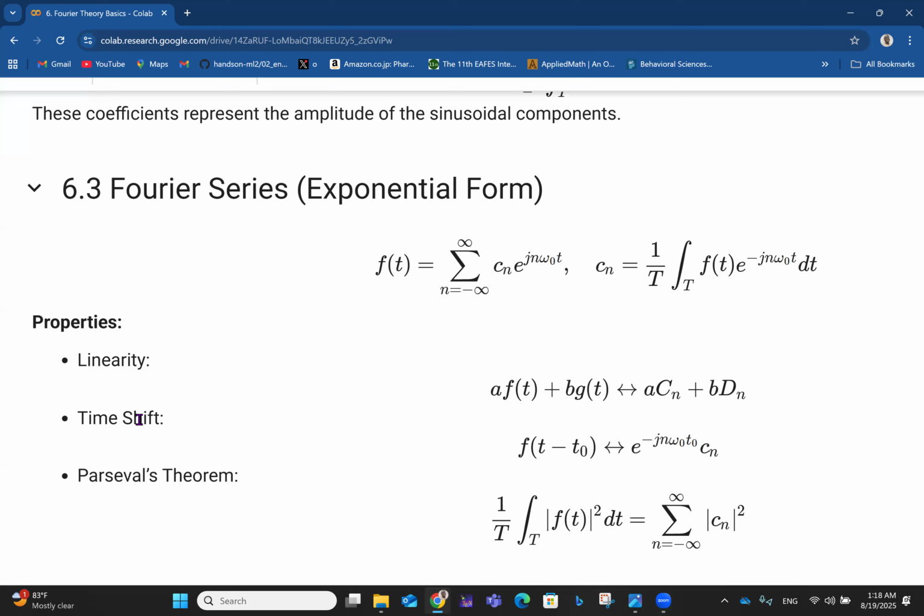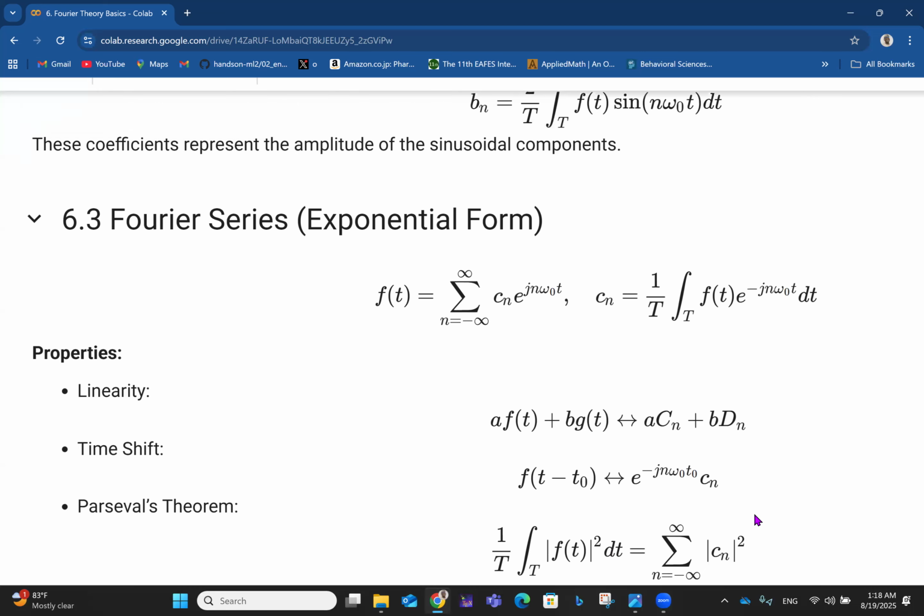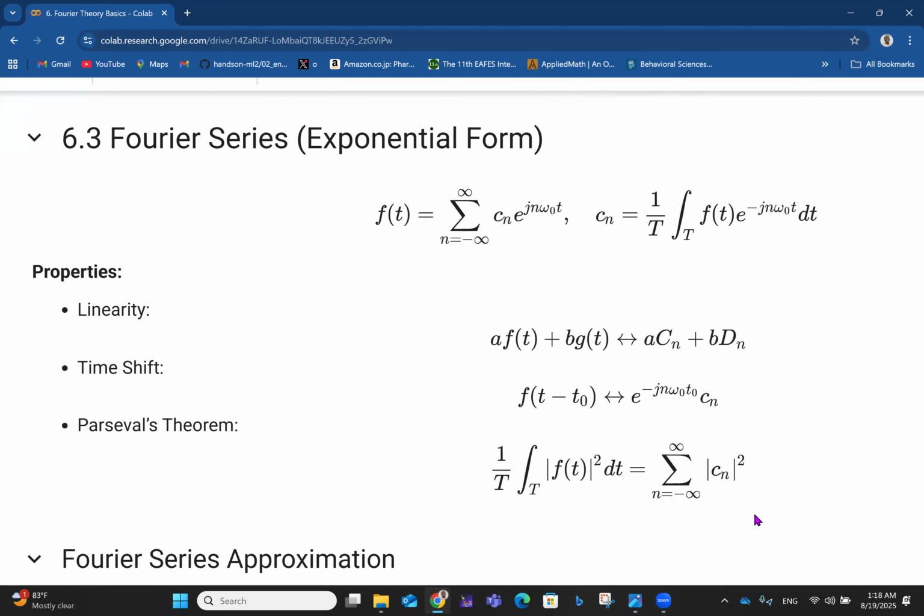And then you can take it back also. Then you have the time shift. If you have a time shift, say f of t minus t naught, the function can be expressed as the exponential e raised power minus j n omega naught t naught multiplied by cn. Then you have Parseval's theorem, which is 1 over the period, integral over the period of f of t squared dt, and that is equal to the summation from negative infinity to infinity of the square of cn. Of course, you remember, square of cn, like that.